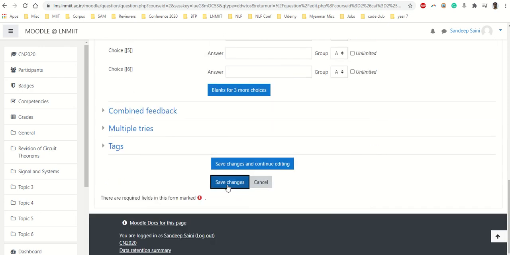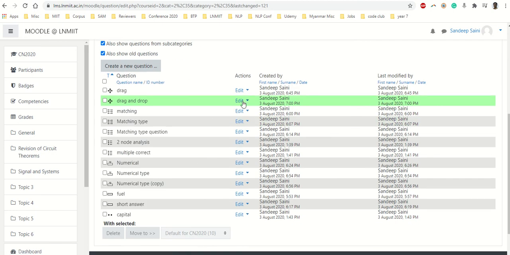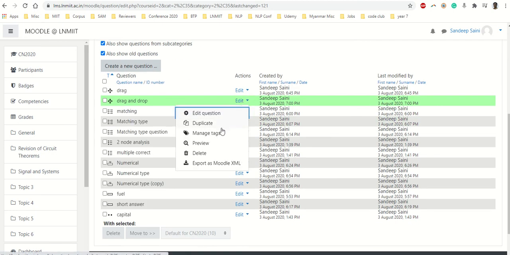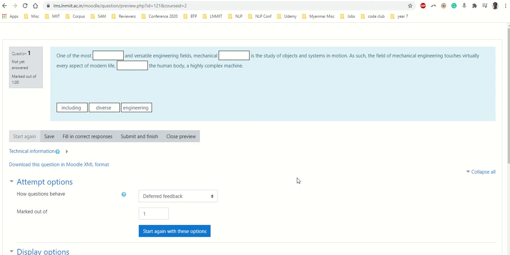So I save it and we look at the question. So this is our drag and drop and I preview this. So you can see there are 3 options, 3 blanks, and the student will have to just drag and drop these things. So I have done this and you can see these options are still available.